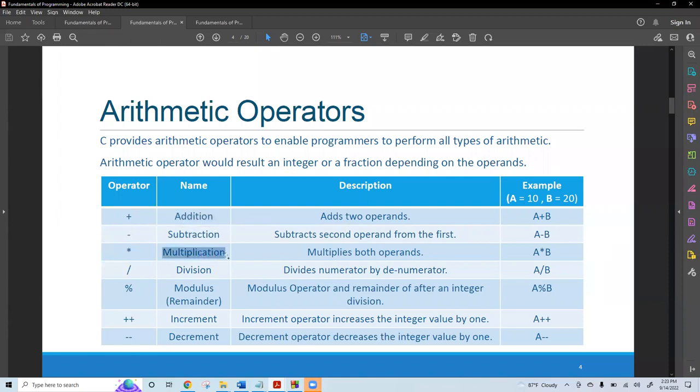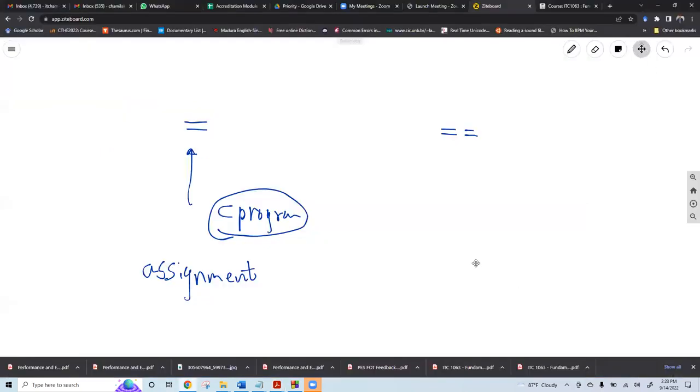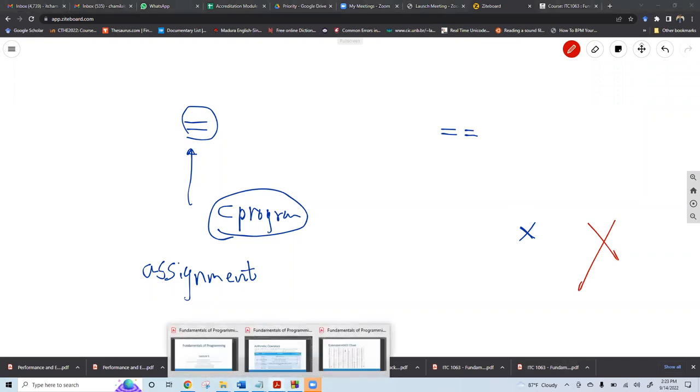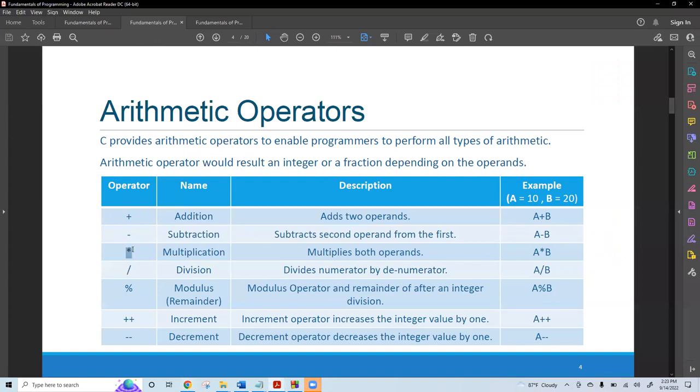But for multiplication, we use the asterisk, the star symbol, right? In your programs, if you write the mathematical symbol for multiplication, it is actually wrong. It has to be this asterisk. And then for division, we use this, right? Those are not much difficult, right?